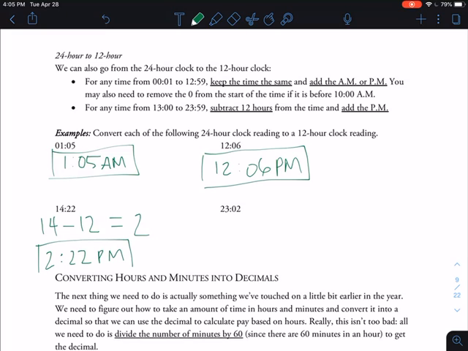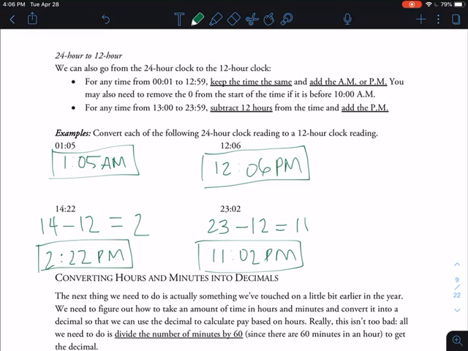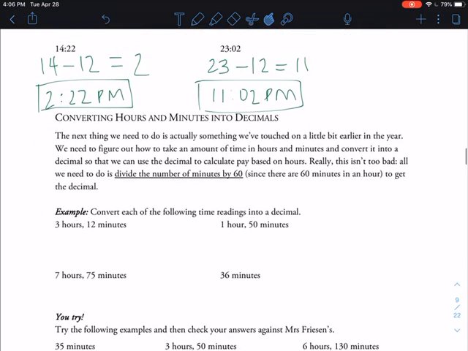So 1422 is 2:22 p.m. Okay, 2302, same thing here. We're going to subtract that 12, and then add the PM. There you go. So like I said, a time that is at 11 p.m. will be represented by 23 if we're talking about military time. That's kind of what I was referencing earlier. All right, we are going to convert some hours and minutes into decimals, and then there's a you try.